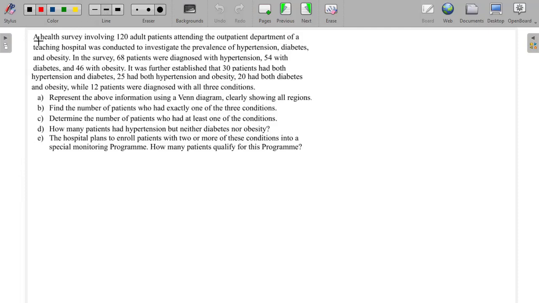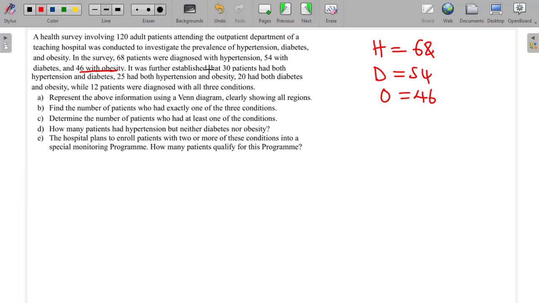So the question says a health survey involving 120 adult patients attending the outpatient department of a teaching hospital was conducted to investigate the prevalence of hypertension, diabetes, and obesity. In the survey, 68 patients were diagnosed with hypertension. So I just said H for hypertension, 68. 54 with diabetes. So D, 54. 46 with obesity. So obesity, we have 46 people.